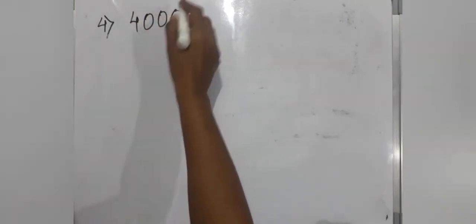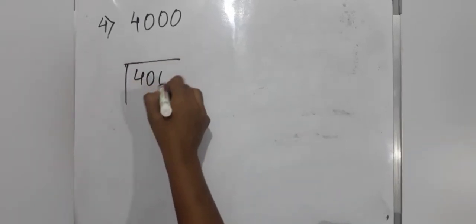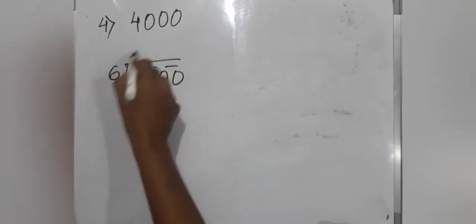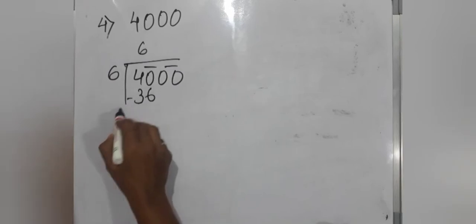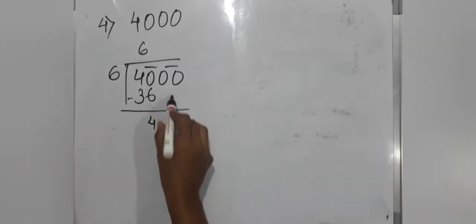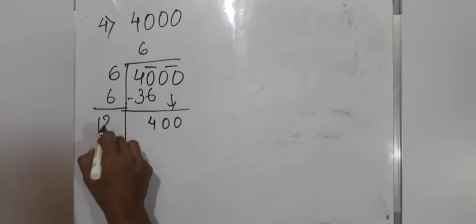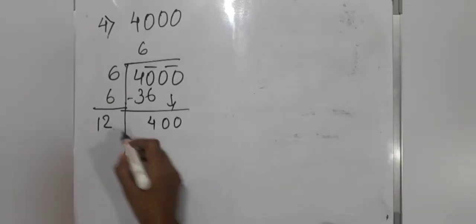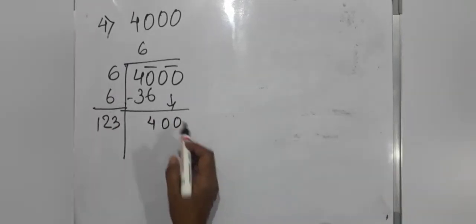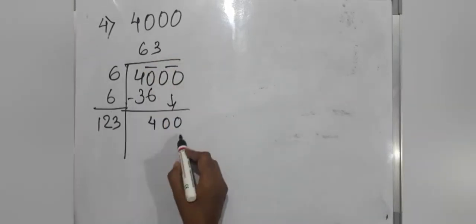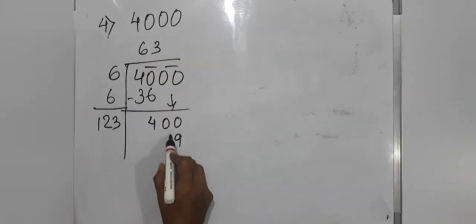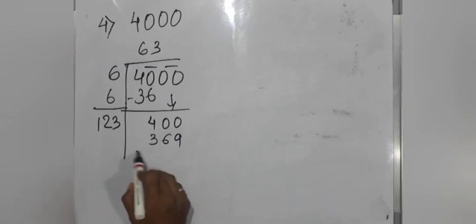Next, question number 5, 4000. We'll make the pairs 00 and 40. 6 into 6 is 36. Our remainder is 4, bringing 00 down. 6 plus 6 is 12. Now let us go with the number 3 here. 123 into 3: 3 into 3 is 9, 3 into 2 is 6, and 3 into 1 is 3.